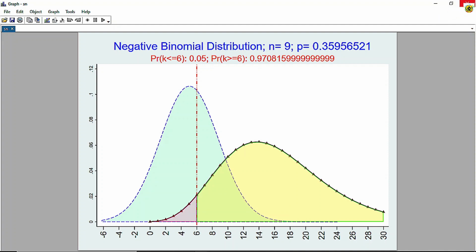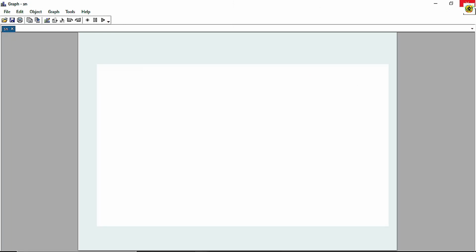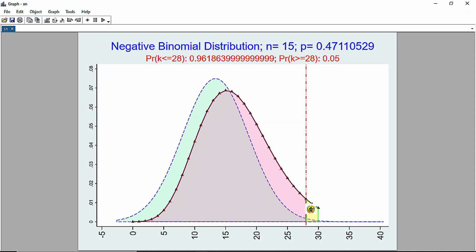Now let us see another example. This is useful for hypothesis testing. Now towards the right side, we are going to get the 5% area. So at the backdrop, we have a normal distribution with the mean and variance equal to the mean and variance of this distribution. Now our null hypothesis will be k equals 28, and our alternative hypothesis is either k less than or equal to 28, or k greater than or equal to 28, or k not equal to 28.